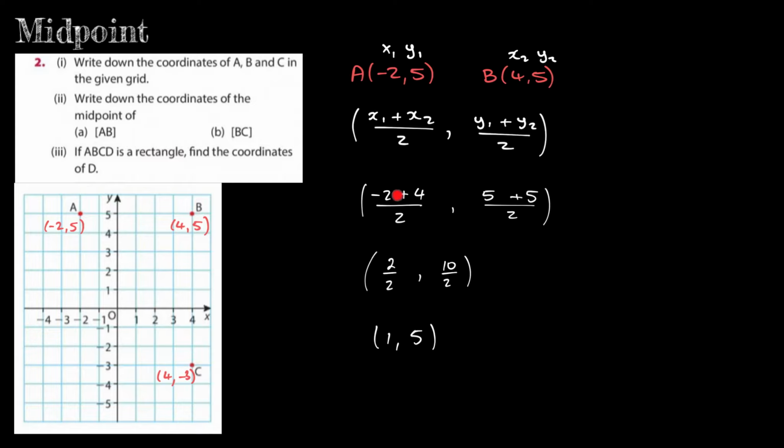And then I just simplify it. -2 plus 4. If I owe the bank €2 and I lodge 4, then I'll have 2 left over in the bank, won't I? And similarly, 5 plus 5 is 10. So 2 divided by 2 gives you 1. 10 divided by 2 gives you 5. So that's the midpoint of AB, and I'm going to put that in there now. I put it in pink so it stands out. And that point there is 1 and 5. And that's the one I calculated.